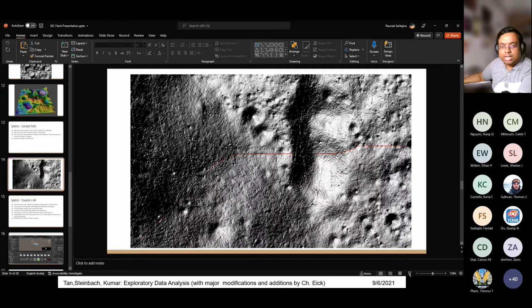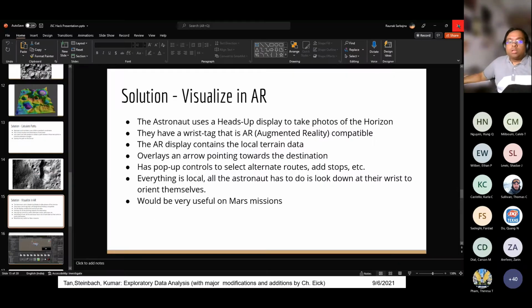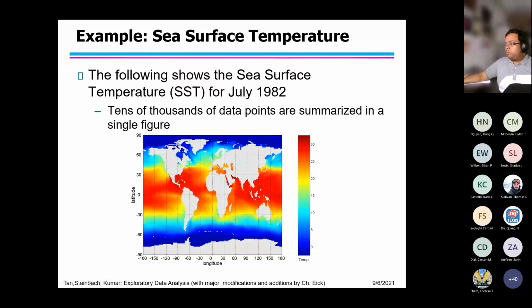Just for an example, you can see these are very hard to understand and very hard to see, but this is the kind of data that we were working with. This is the kind of paths that we are creating for the astronauts. So, okay, let's move on to sea surface temperatures.